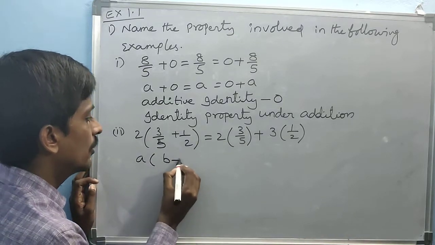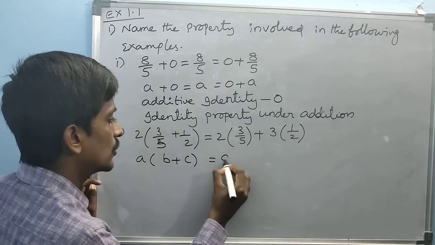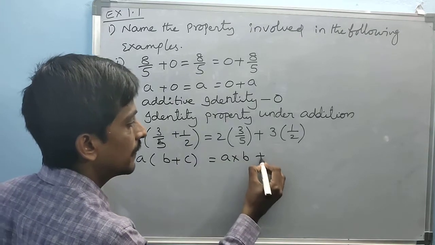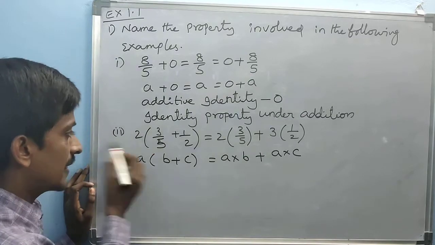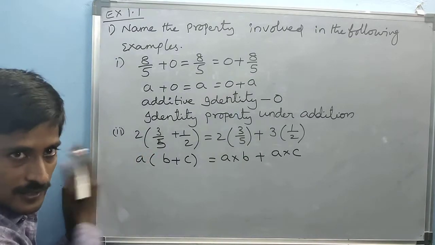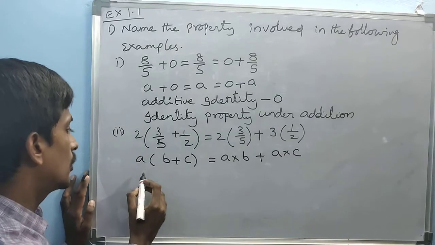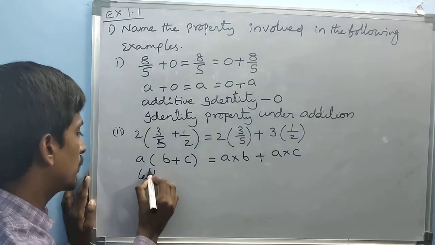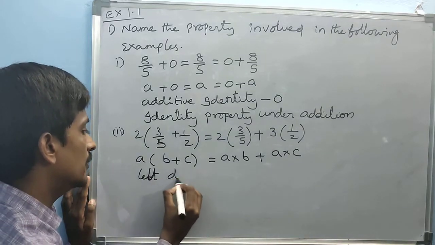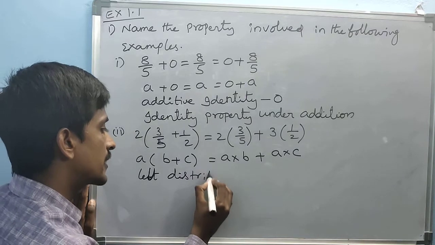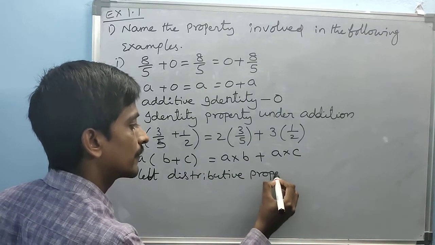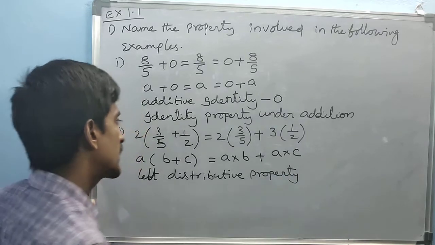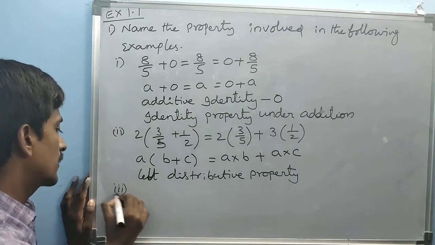A into the quantity B plus C equals A into B plus A into C. So this is the left side. So this is the left distributive property. These are very important. Third one.